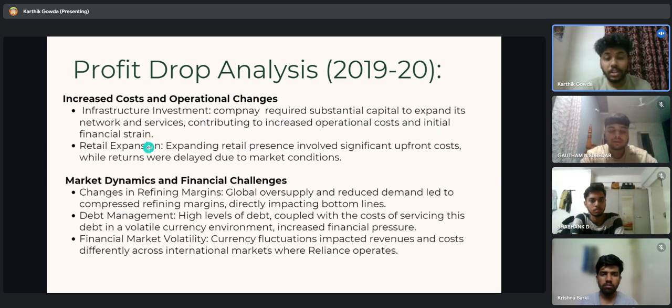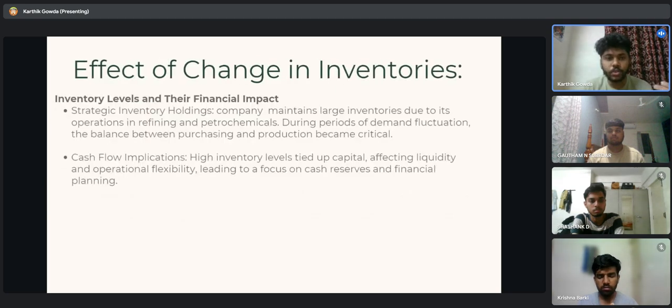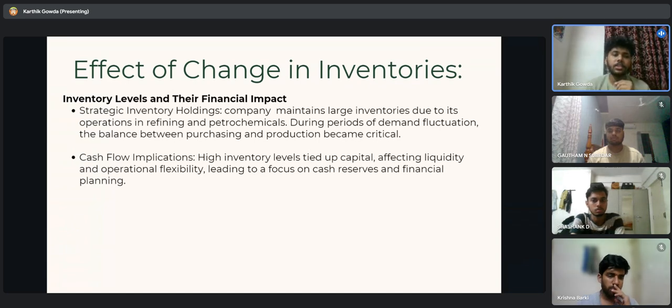Then retail expansion: expanding retail presence involves significant upfront costs, while returns were delayed due to market conditions. These are the reasons for the drop. And market dynamics and financial challenges are also one reason for the profit drop: changes in refining margins, debt management, and financial market volatility. We should look over all of this so that we can analyze further, and after that we can take a step to choose that company for our investment or anything we want. Then the further part will be explained by my friend Shashank.